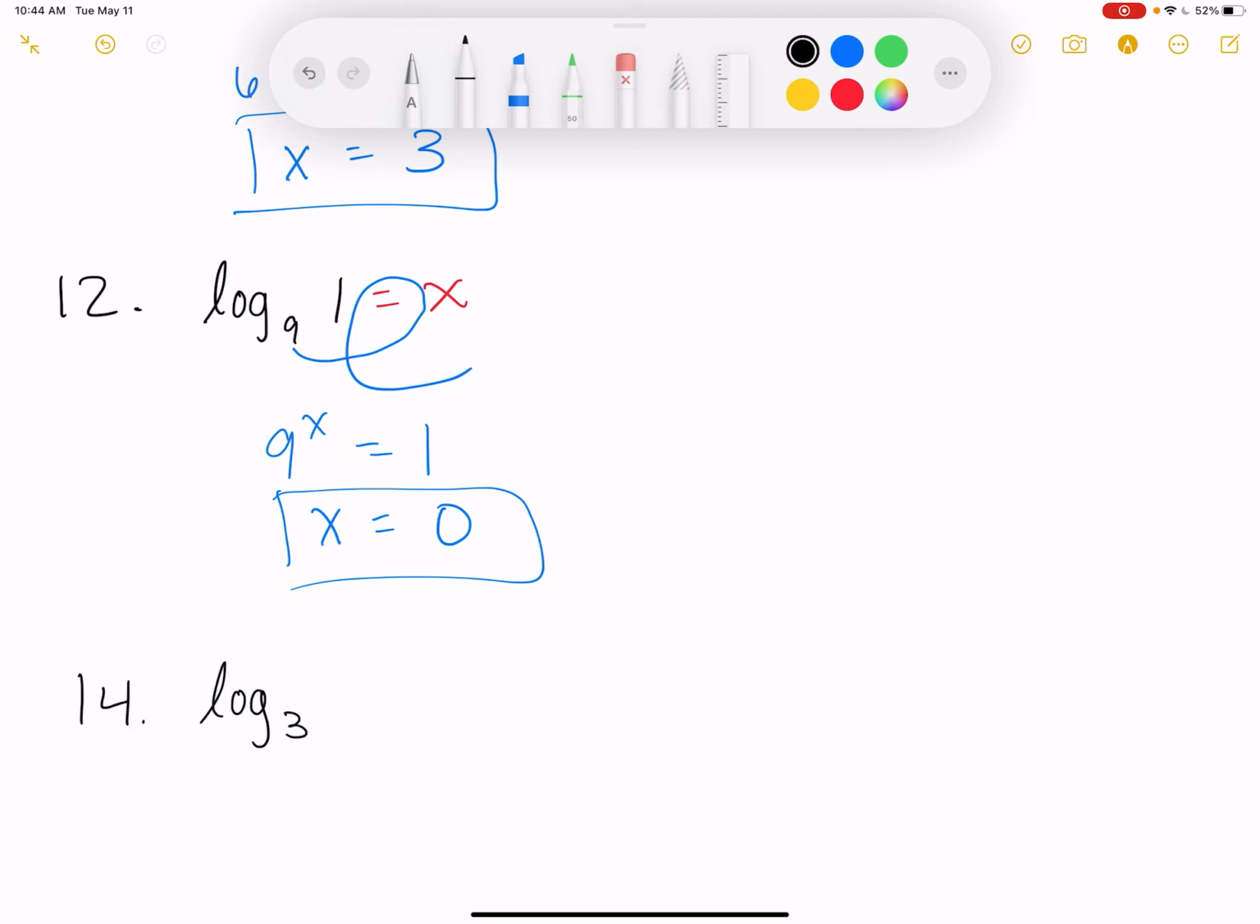Log base 3 of 1/27th. But I don't understand how you got 0. Because 9 raised to the what gives me 1? Because you're solving for x. Because everything to the 0 power gives you 1.